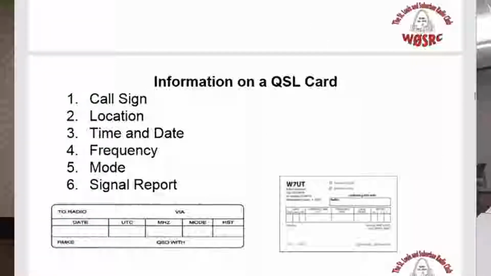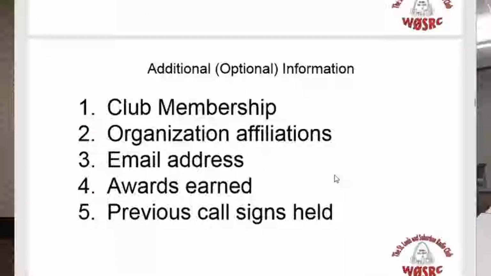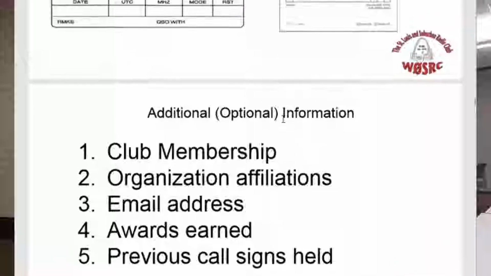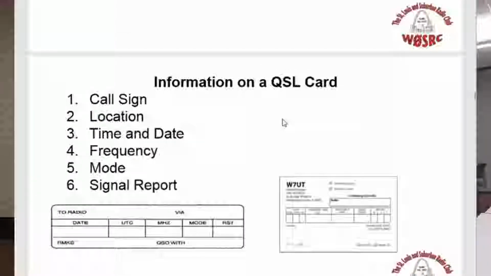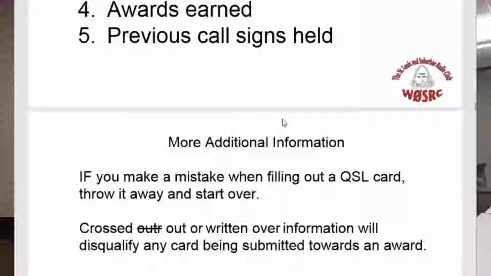Where's my mouse? I hate it when it disappears. There we go. Additional optional information: club membership, organization affiliations, email address, awards earned, or any previous call signs held. Not all that is on the card, but you could add it if you would like to. More additional information, and this is mostly for the online ones for an award. If you make a mistake when filling out a QSL card, throw it away and start over. Crossed out or written over information will disqualify any card being submitted toward an award.